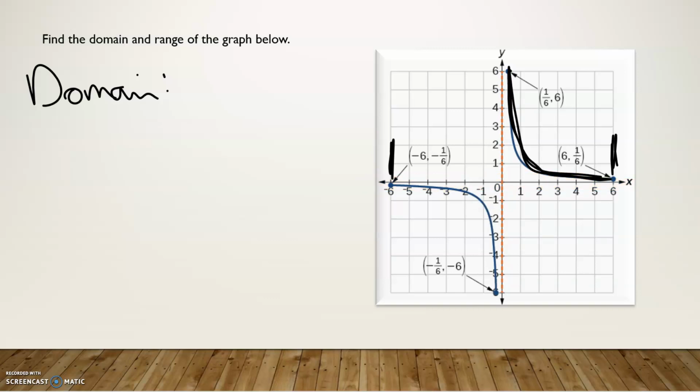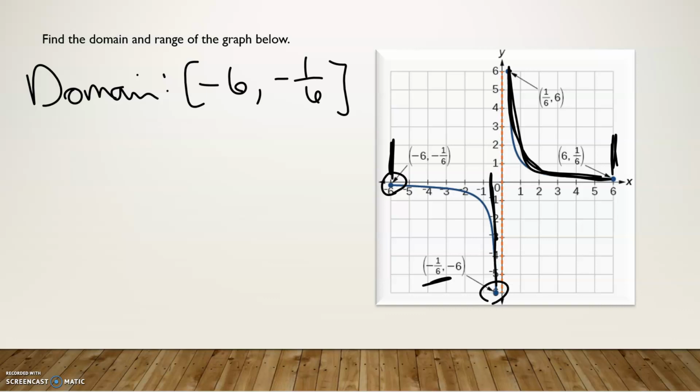So let's first look at this one right here. It starts at a closed circle, -6, and it goes up to about right there, and it tells us that that's -1/6. And we also have another closed circle. So we will have -6, comma, -1/6, and I have two brackets because I have closed circles there.